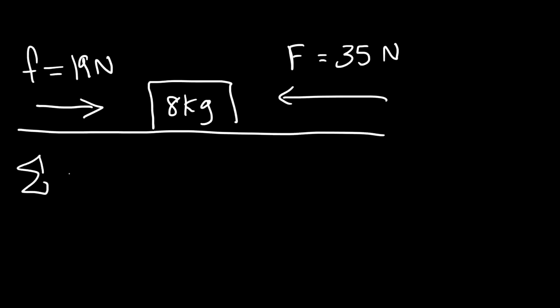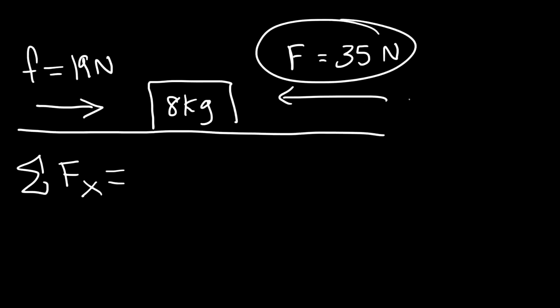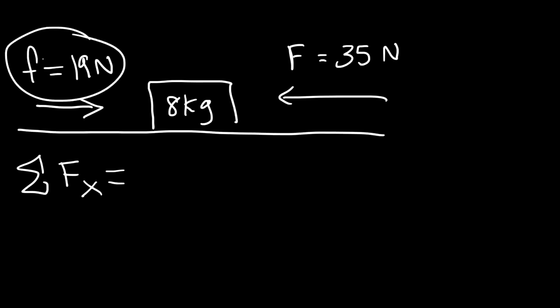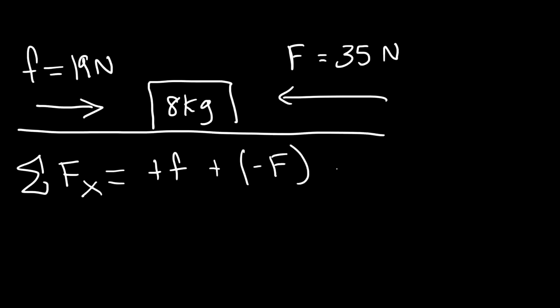So to find the net force, we need to find the sum of all forces in the x direction. Now, this force is acting in the negative x direction, and this force is acting in the positive x direction. So I'm going to say positive F plus negative F. This is negative because it's going towards the left. This is positive, it's going towards the right. So the sign is based on the direction where the force is being applied. So the net force in the x direction is going to be F, the frictional force, minus the applied force.